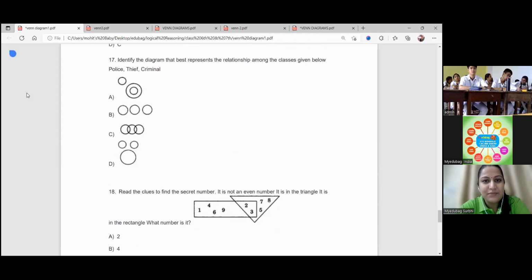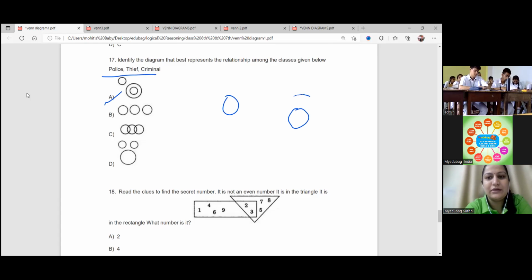Identify the diagram that best represents the relationship among the classes given below: police, thief, and criminal. Let's see. It is not C, it is, yes, it is one. Police is different, and a criminal can also be a thief. A thief can also be a criminal. Okay, correct.